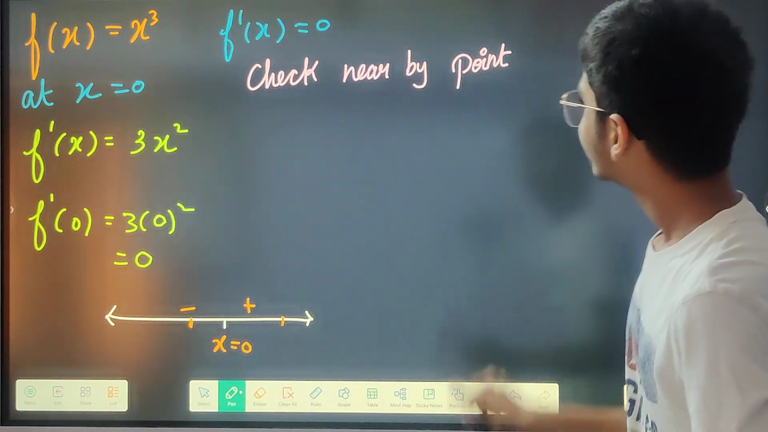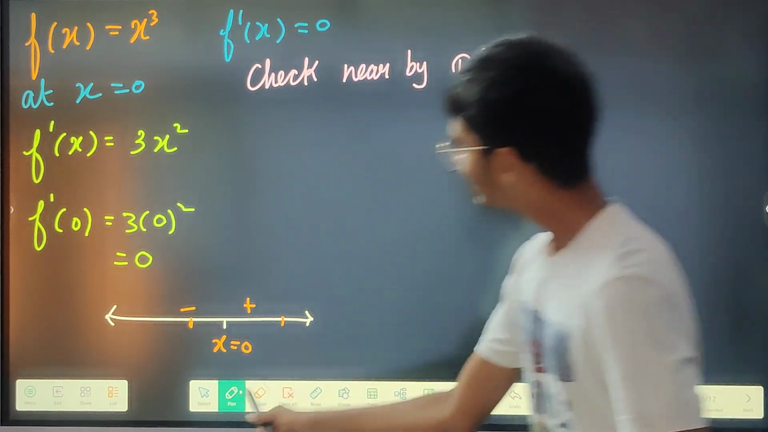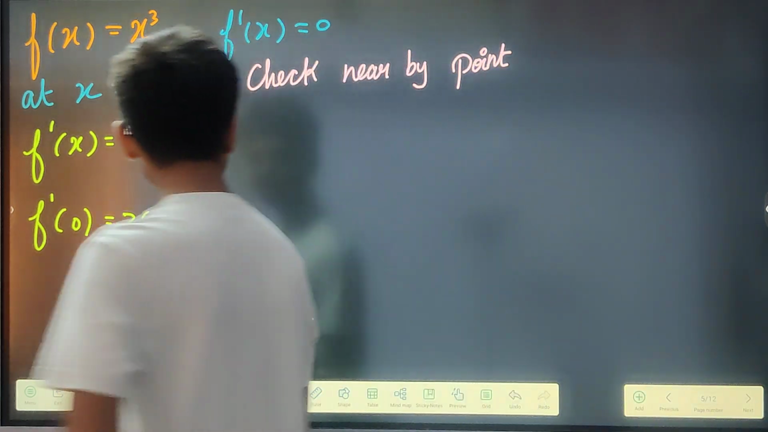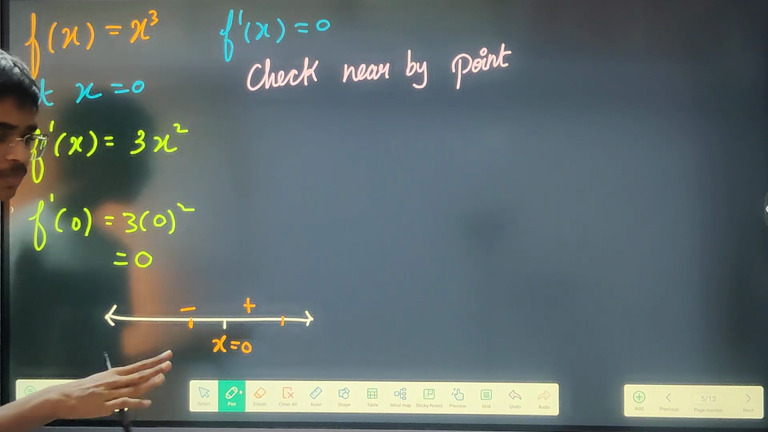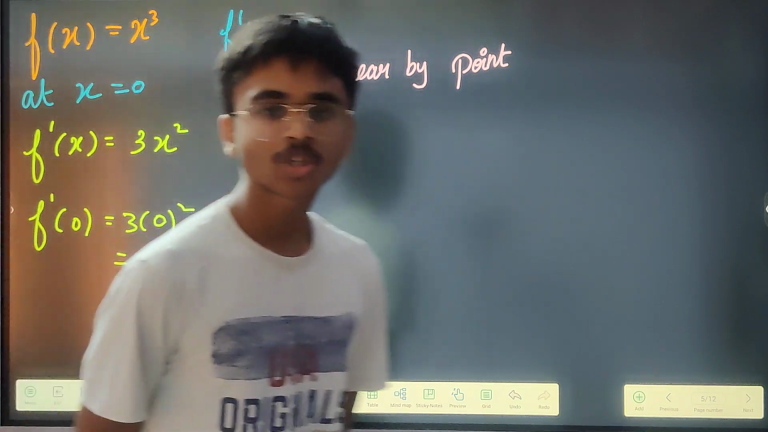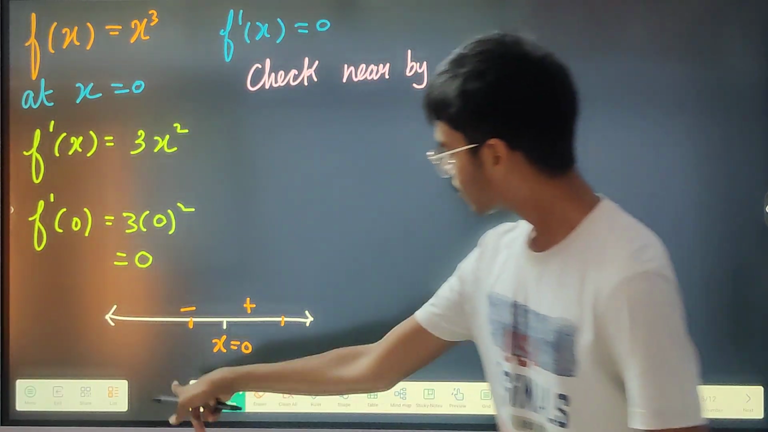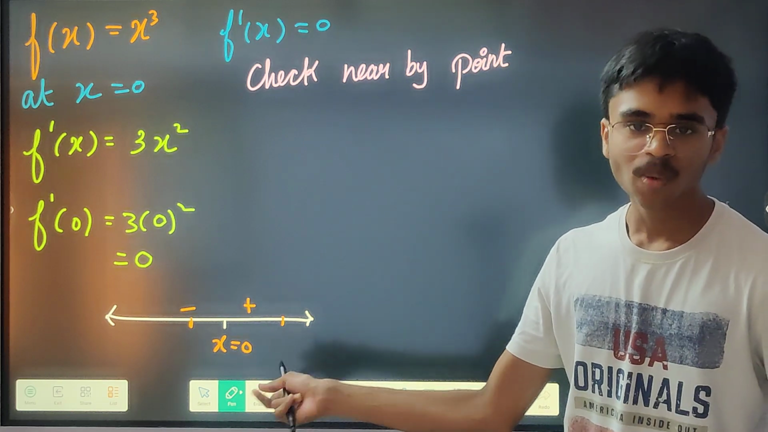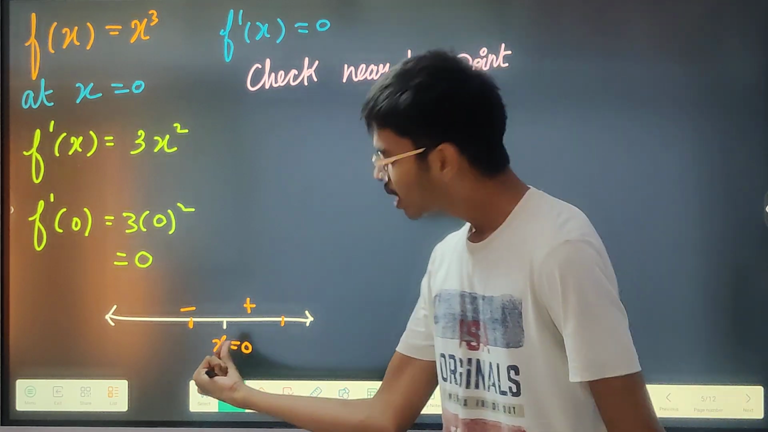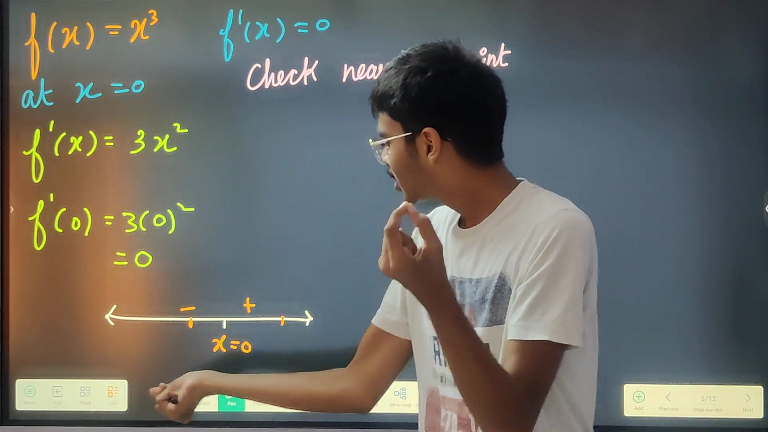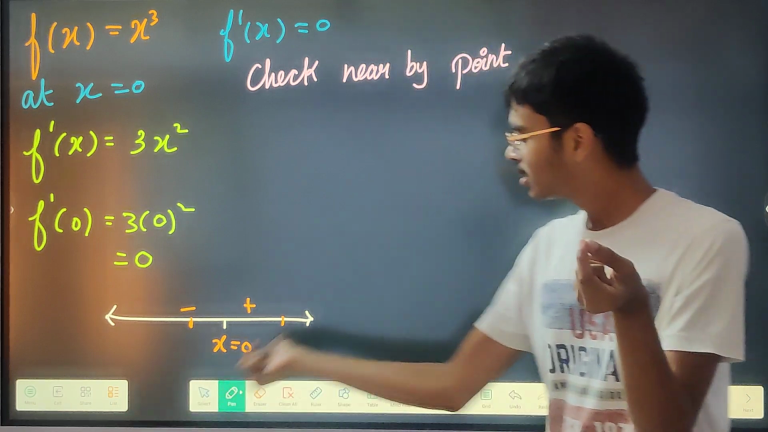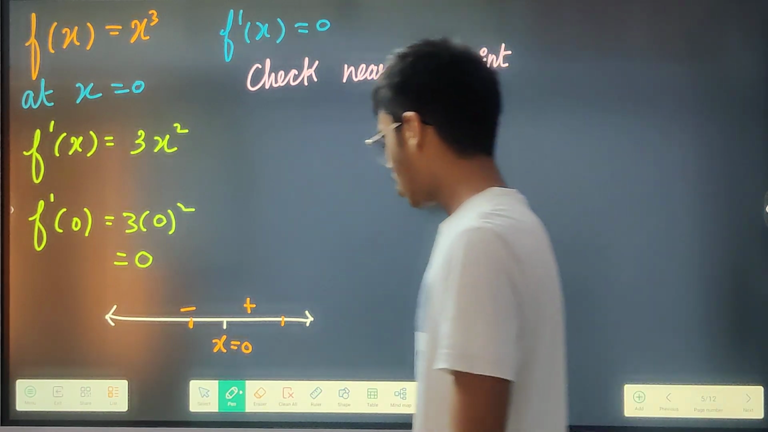Any point that you put, for example, even minus 0.0001, is a nearby point, and then here also plus 0.001. No matter what, even if you just change one point, from here you will be getting negative and here you will be getting positive.